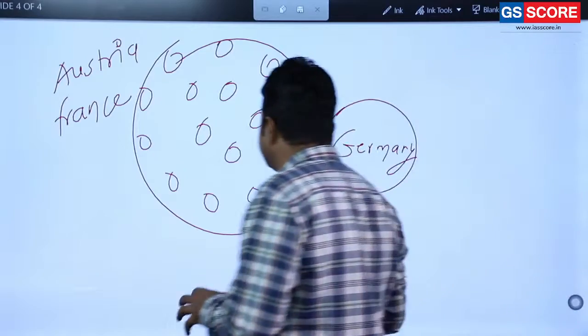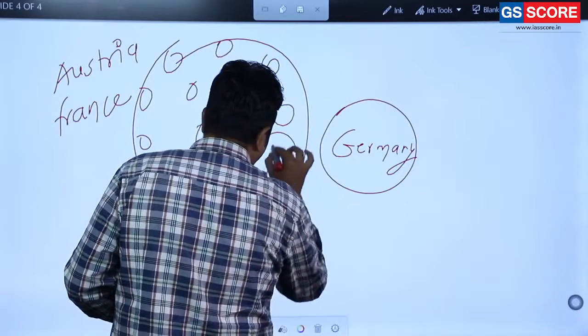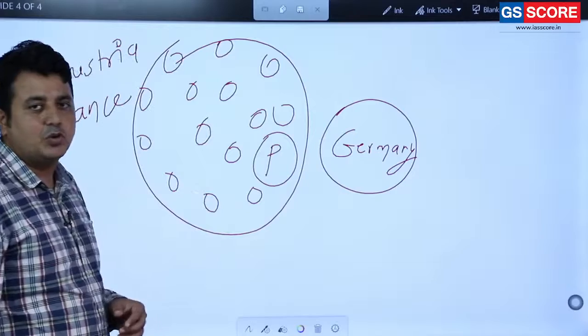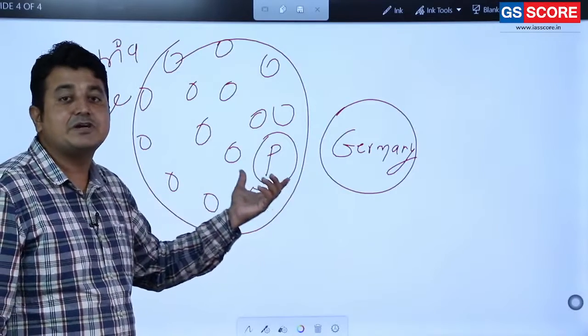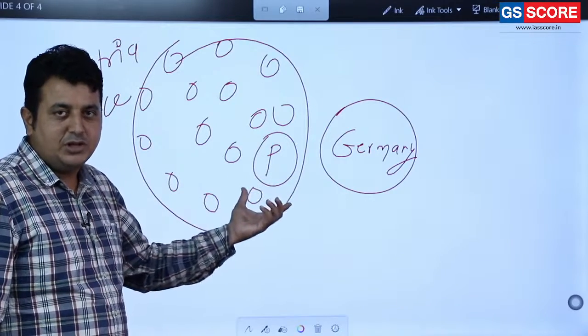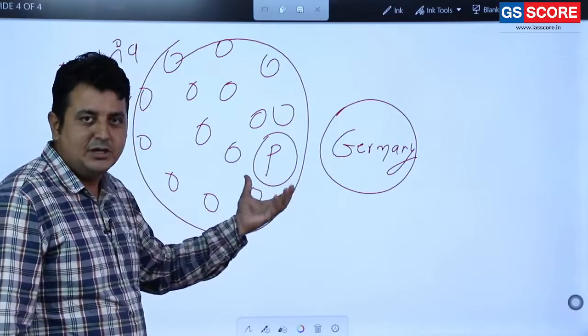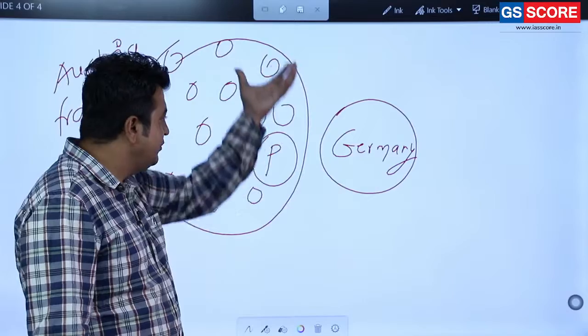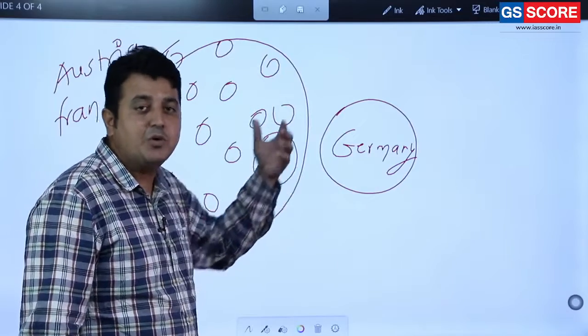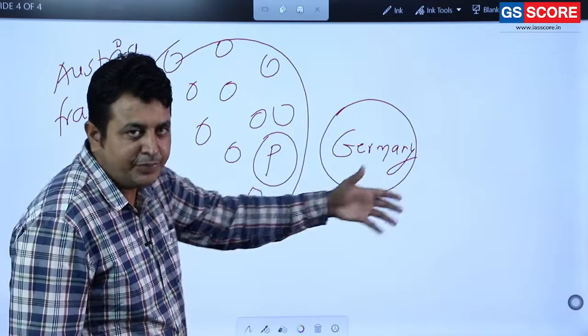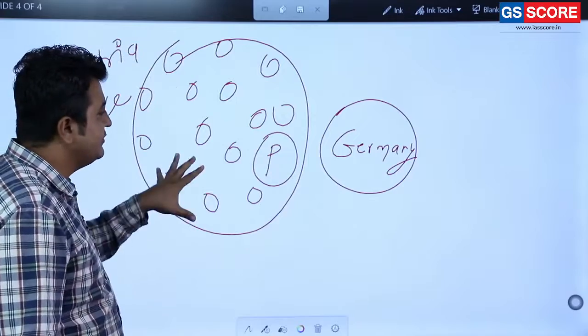But one small state was there, which later played a most important role, and the name of that state was Prussia. Prussia, everyone knows about Bismarck. Bismarck is basically from this state. So, Prussia was one among the German states which played an important role in later times. Clear? So, these states were present.